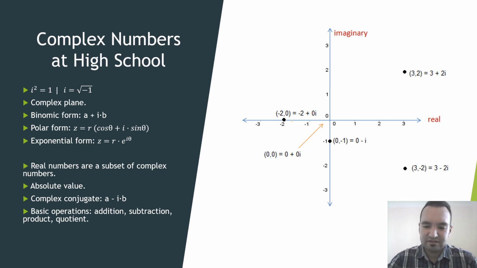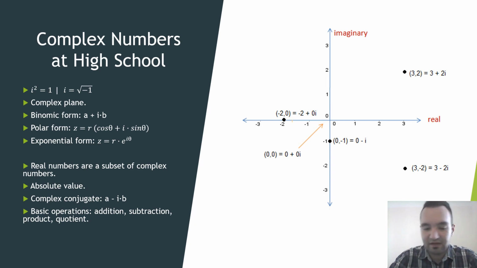And then we also deal with some basic issues like the calculation of the absolute value or the complex conjugate, which is basically one real minus the complex unit times another real. And finally, we also deal with the four basic operations applied to complex numbers: addition, subtraction, product, and quotient. And we also study some general properties that these numbers have.